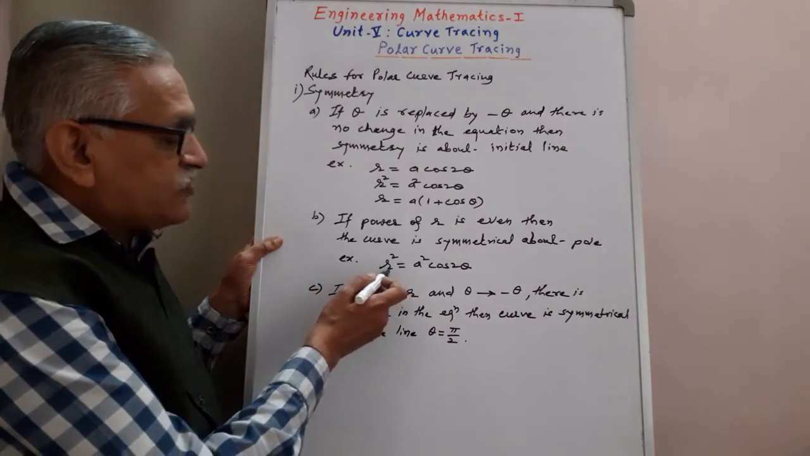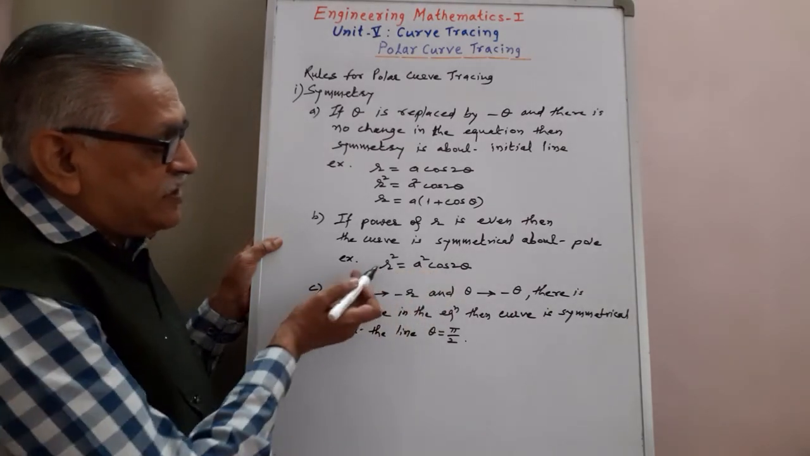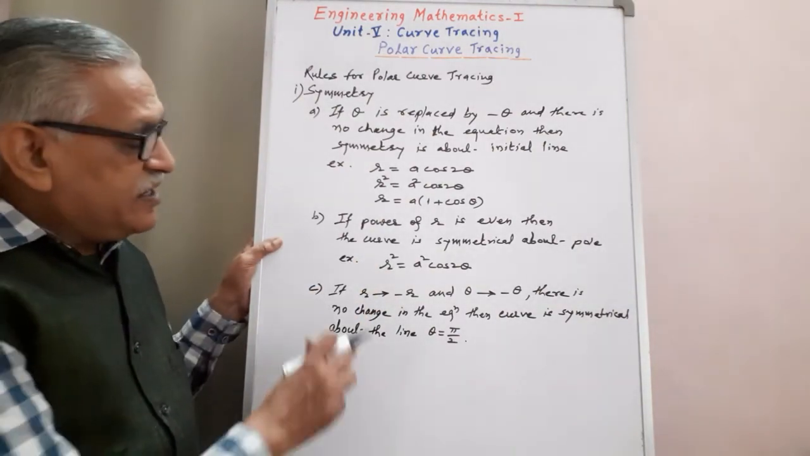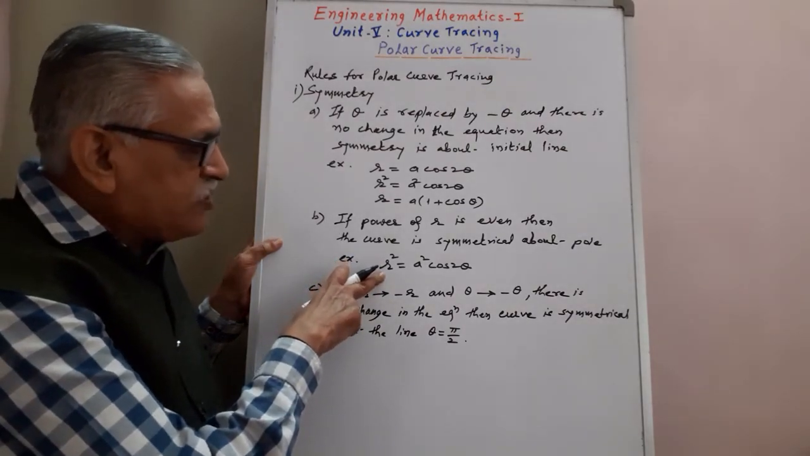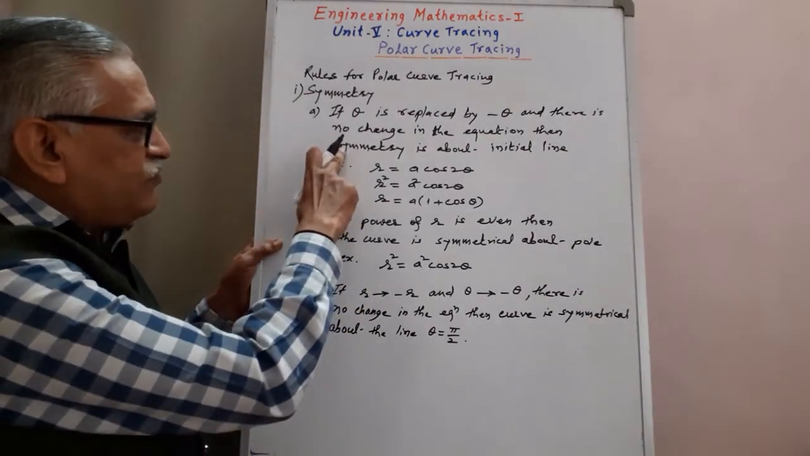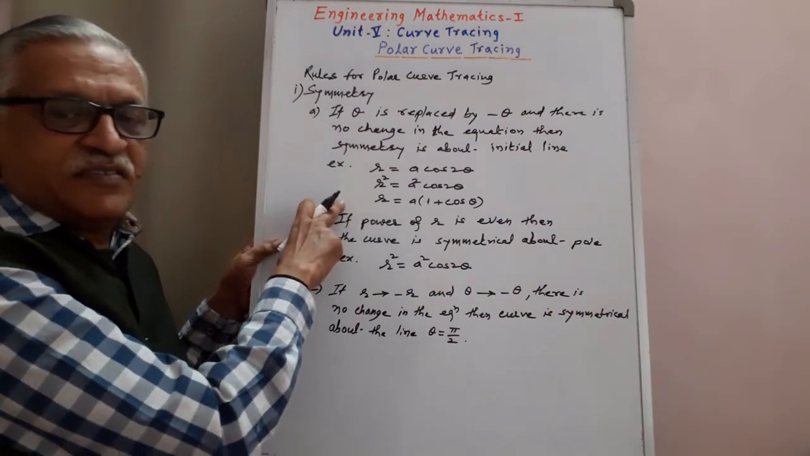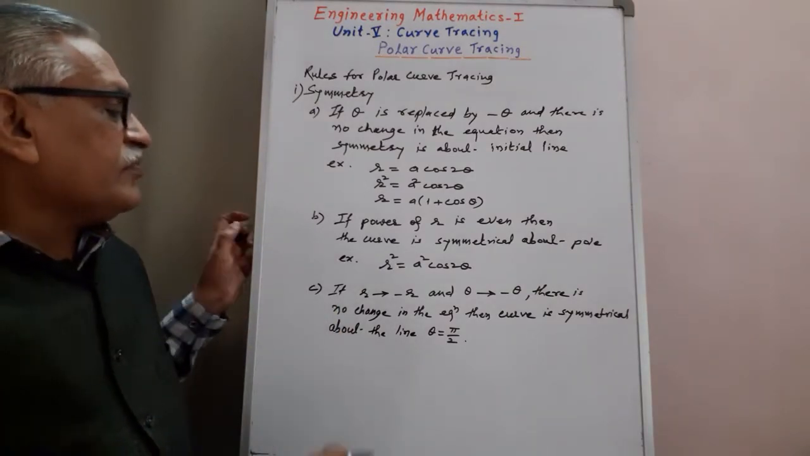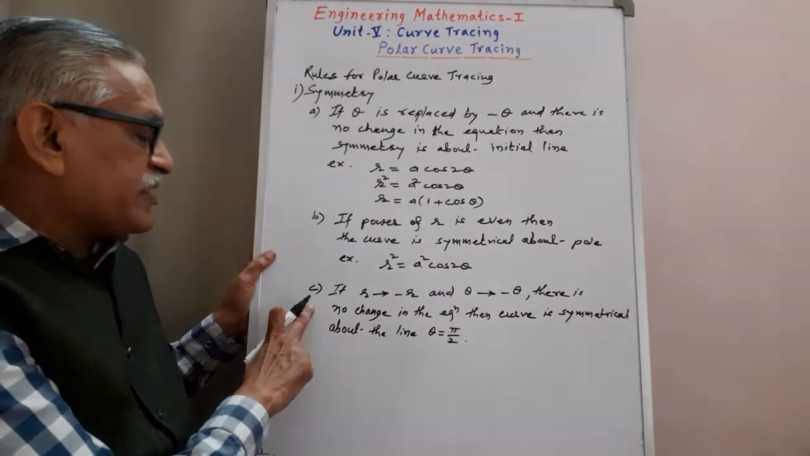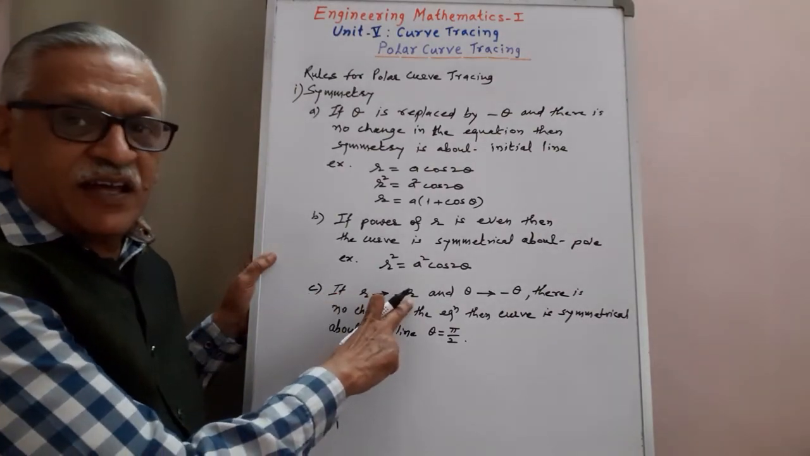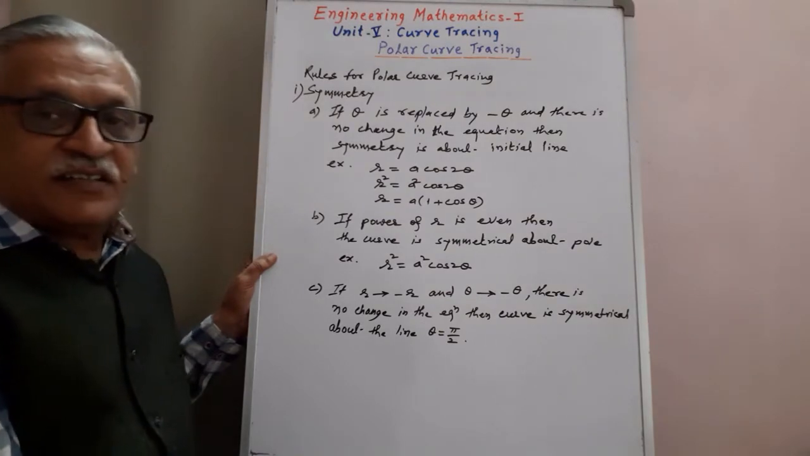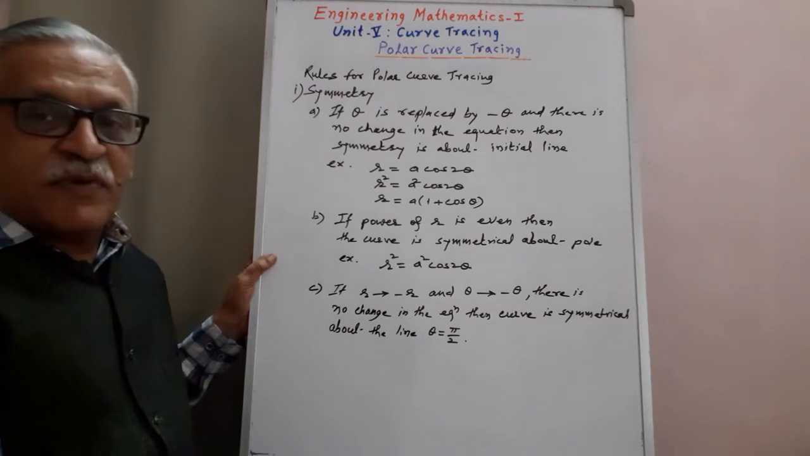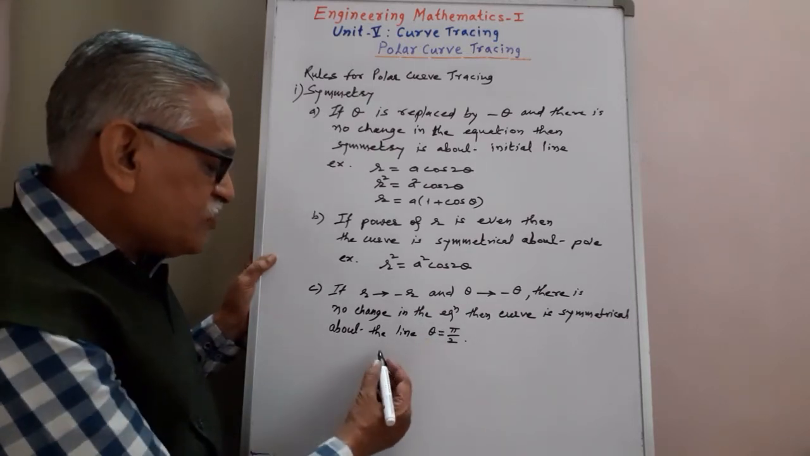For example, r² = a² cos 2θ. Here the power of r is 2, an even number, and therefore this curve is symmetrical about the pole. It means the first symmetry exists here as well: it is symmetrical about the initial line, as well as symmetrical about the pole. And then the third symmetry: if r is replaced by -r and θ replaced by -θ, and if there is no change, then the curve is symmetrical about the line θ = π/2.